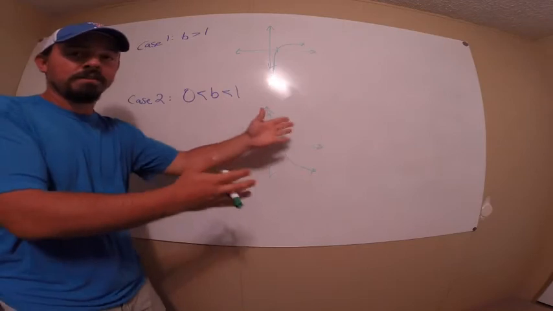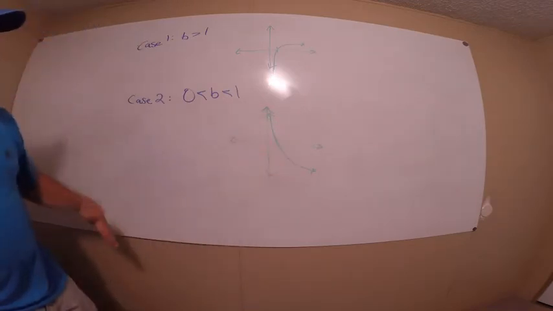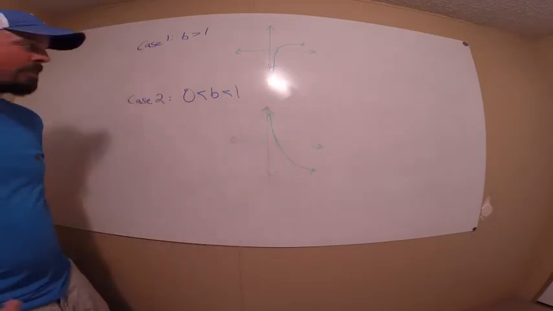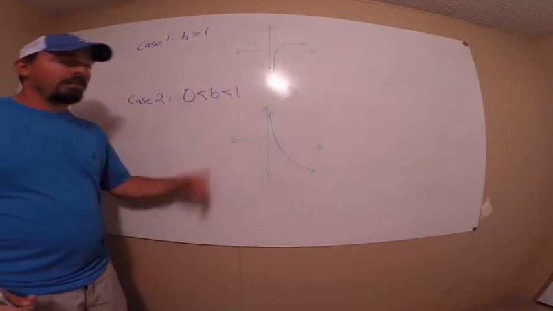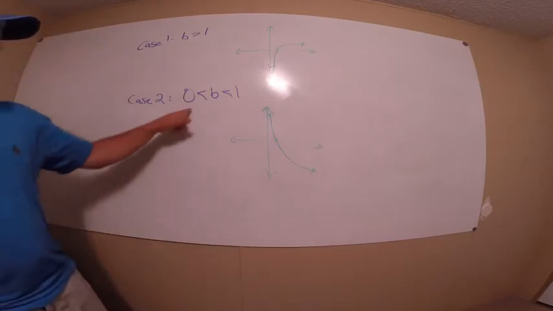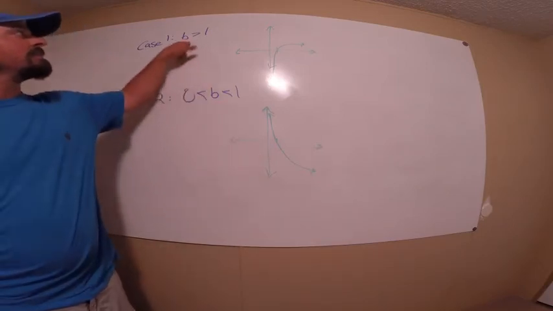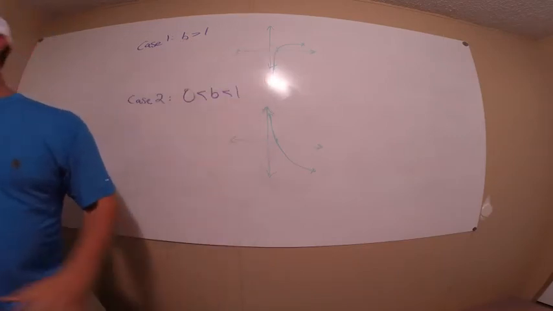Obviously, it can shift depending on some stuff, and it can go up and down depending on some stuff, and we'll go through a little bit of that here in a minute. But these are essentially your two cases. If b is between these two numbers, it's going to look like this. If b is greater than 1, it's going to look like that.